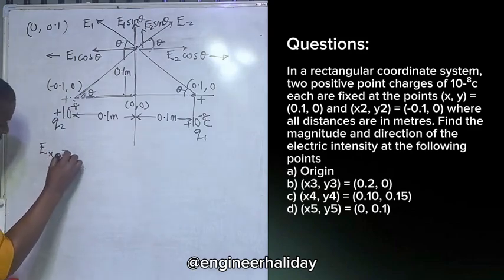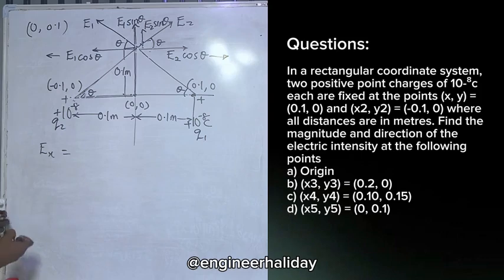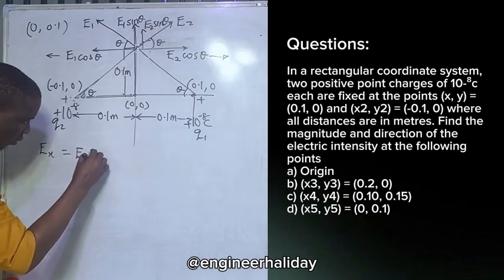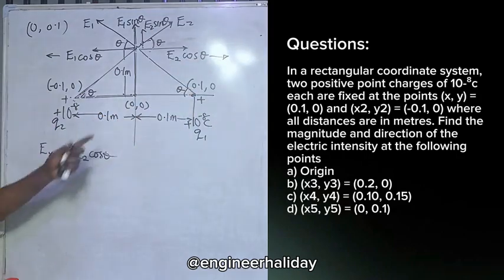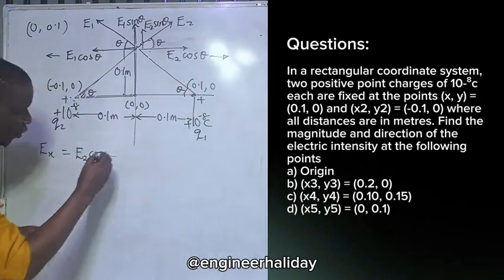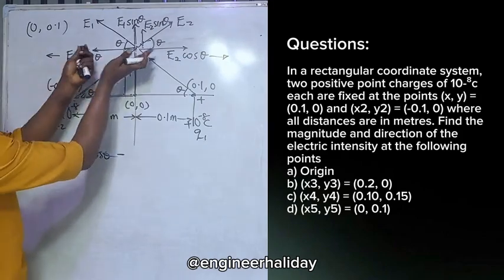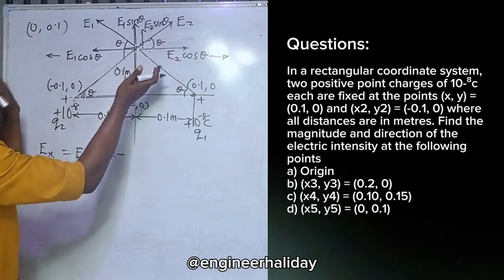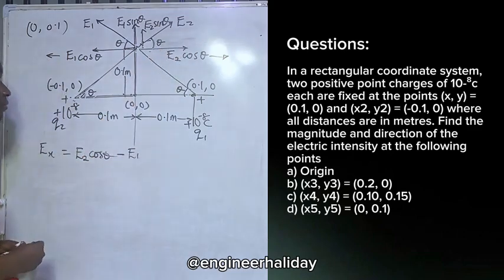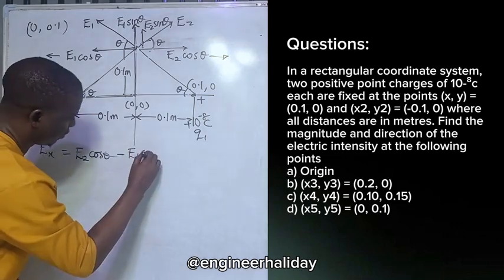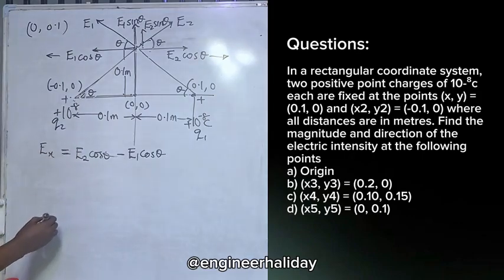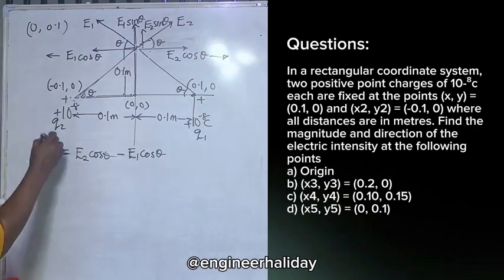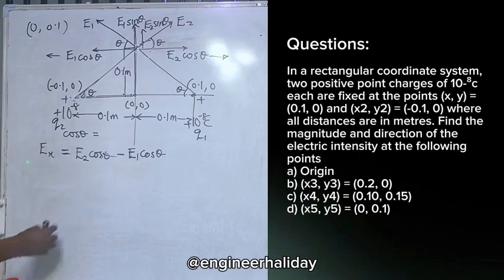So what is Ex now? Ex is E2 cos theta, which is moving forward. Look at it now. It is going towards the positive direction. Then minus E1 cos theta, because when two vectors are moving in opposite directions, you subtract. So what is our E1 now? E1 cos theta minus E1 cos theta, the same thing.